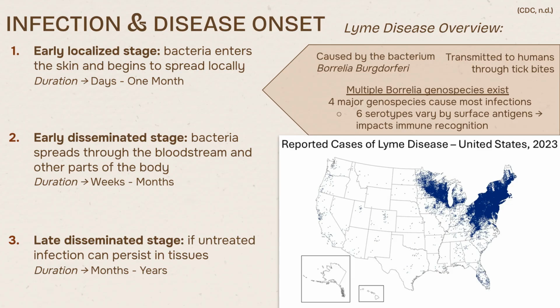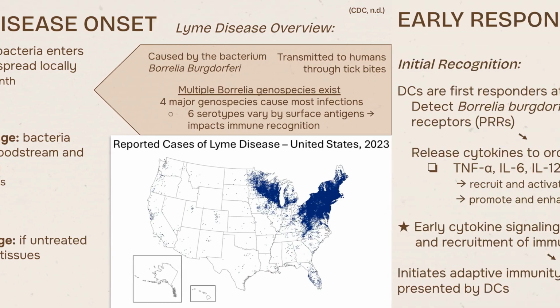These antigen differences are important because they can affect how the immune system recognizes the bacteria and may contribute to immune evasion. Infection progresses in 3 stages. In the localized stage, the bacteria enters the skin and begins to spread locally, causing symptoms like fever, fatigue, and a bullseye rash. In the early disseminated stage, the bacteria is spread through the bloodstream. And if untreated, this infection progresses to the late stage where the bacteria will persist in the tissues and can lead to arthritis, cognitive issues, and heart inflammation.